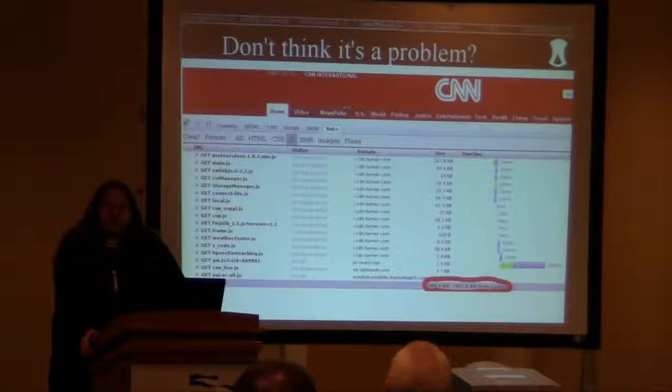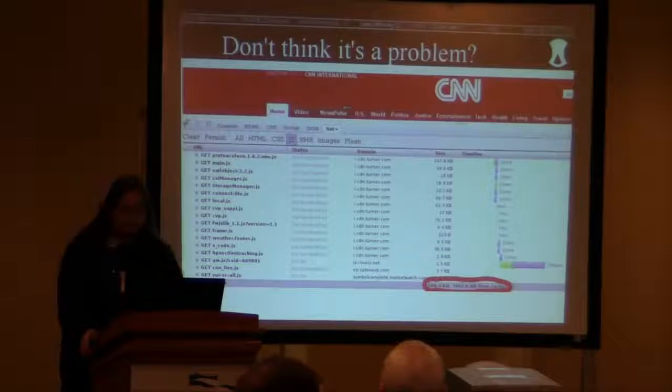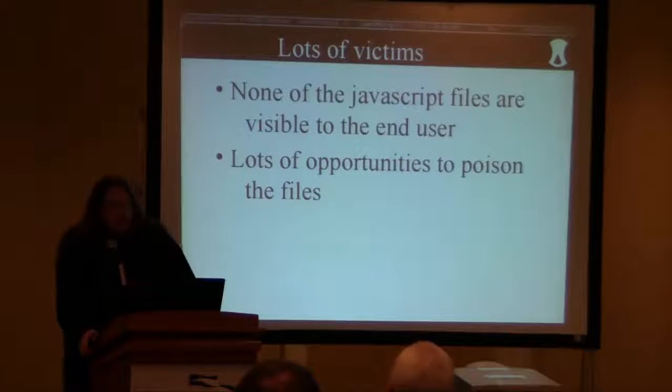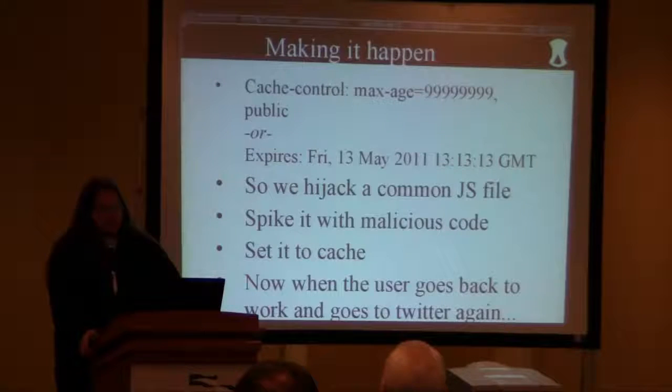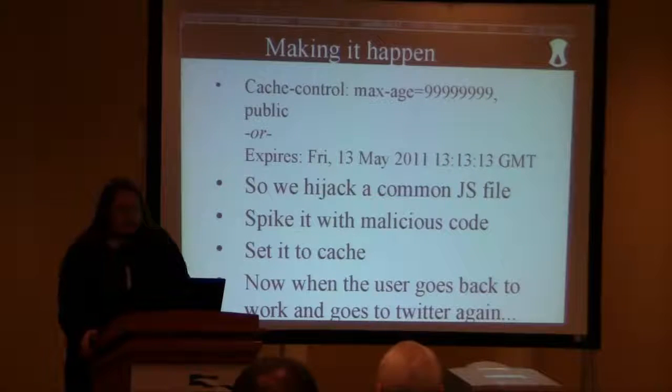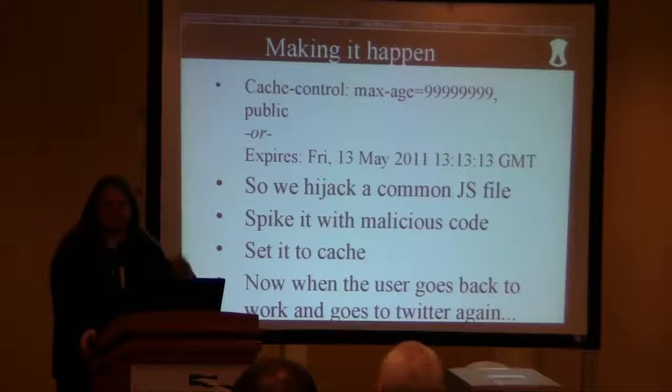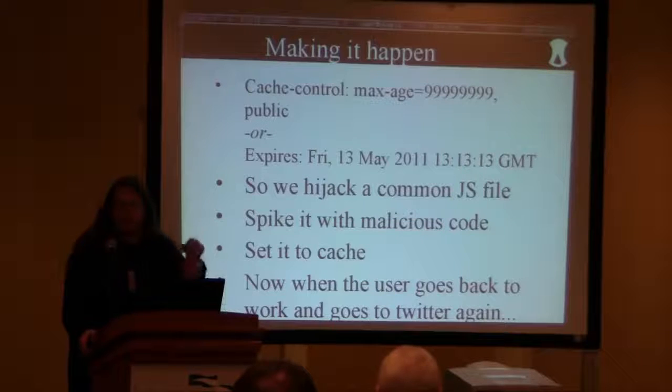So, don't think that's a problem. There's 490K of JavaScript cached by CNN's front page alone. None of the JavaScript files are invisible to the end user. Lots of opportunities to land this attack. So what do you do? You just make a JavaScript file, feed it to Airpone, cache control, max age, a whole bunch of 9s, just lean on the key till you feel like it. Public cache, that's fine. It expires 2011. It's far out. I mean, the world's going to end in 2012 anyway, so 2011 is good enough.